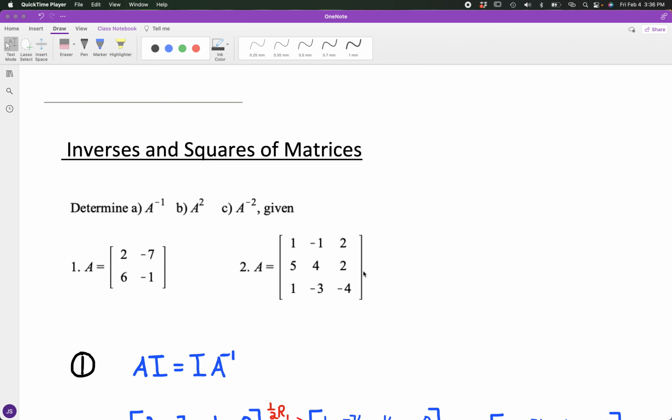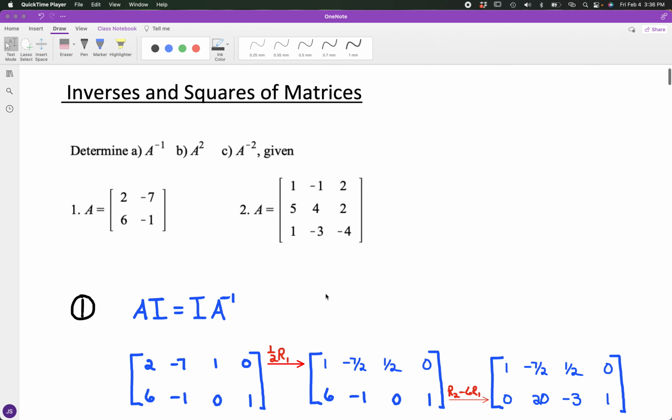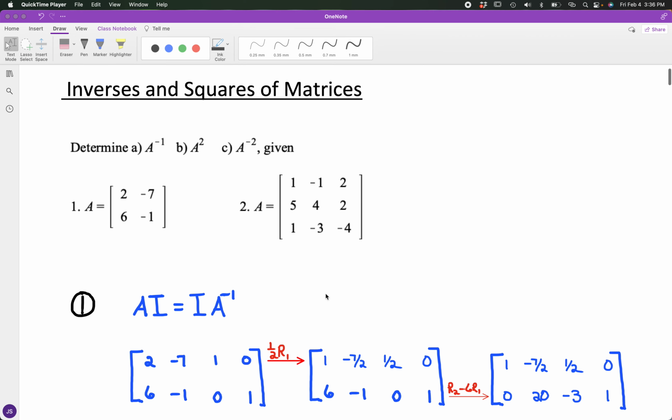For these two problems, it says to determine the inverse of matrix A and the square of matrix A, as well as the square of the inverse of A. With the first matrix, we have a 2 by 2, with 2 and negative 7, as well as 6 and negative 1. Looking at what we have first, A times the identity is equal to the identity times the inverse of A.